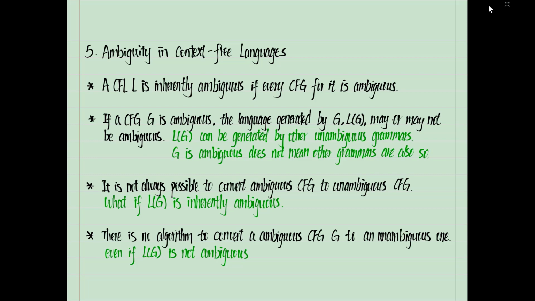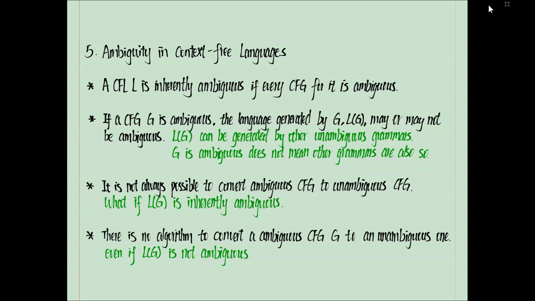For a context-free language, there might be multiple context-free grammars that generate it. If all of them are ambiguous, then this language is ambiguous. So long as one of them is not ambiguous, then this language is not ambiguous. On the other hand, if a context-free grammar G is ambiguous, the language generated by G, L(G), may or may not be ambiguous, because L(G) can be generated by other unambiguous grammars. G is ambiguous doesn't mean other grammars are also so.